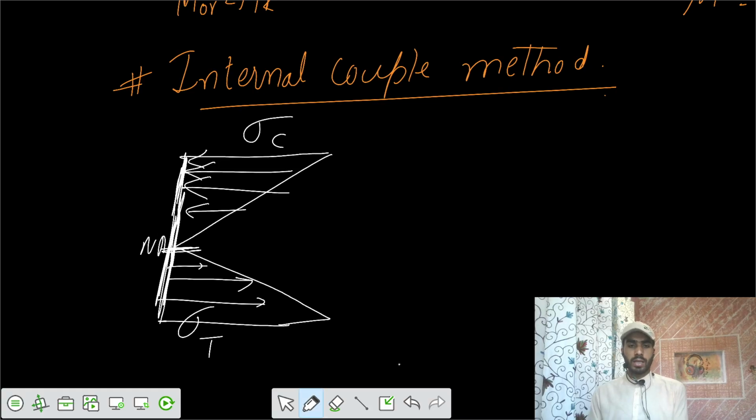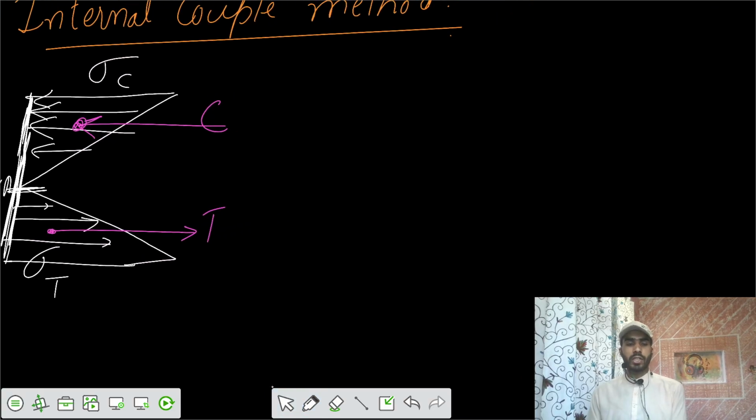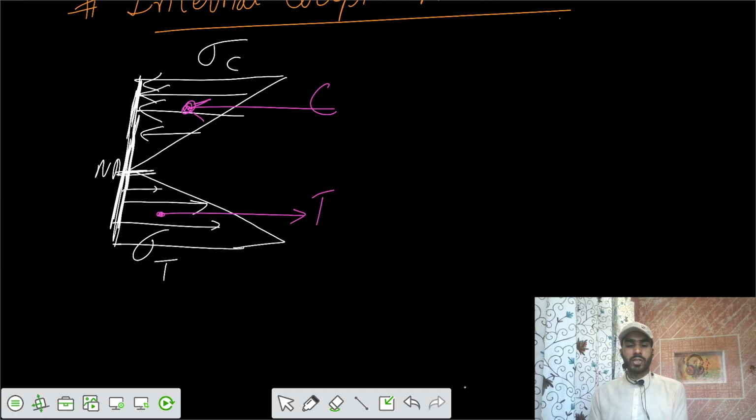So we say there's some resultant value of sigma C into some area. So we get a compressive force of C on this section and some tensile force of T. We know that the variation is linear. That means the shape is a triangular variation. That's a triangle, and this one is also a triangle. And we know that the resultant would be acting at the centroid.